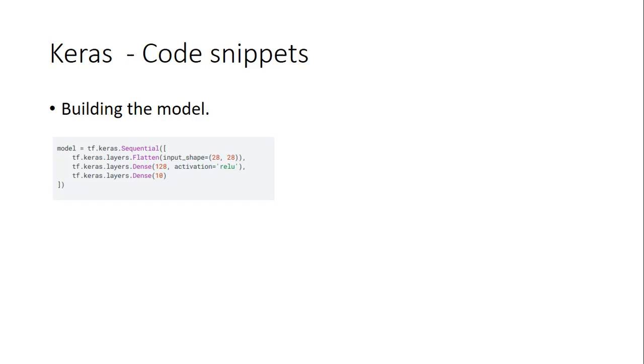In the next line, we can see that we have added a hidden layer. And there are two key terms. One is 128, and the other one is activation equal to ReLU. 128 essentially describes the number of neurons in your layer, and activation is the activation function. And ReLU is the activation function which we have been talking about throughout this session. And finally, we have tf.keras.layers.Dense of 10. This 10 essentially means that we have 10 categories of things which we are trying to classify, and that's it. So this essentially builds a model with an input layer, a hidden layer, and an output layer.